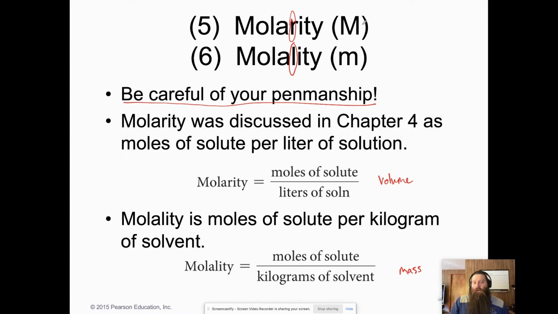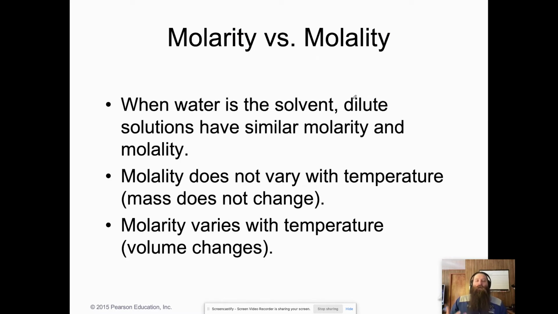The symbol for molarity is capital M. We use lowercase m for molality. Well, why do we need a mass versus volume description for concentration? Well, if water is your solvent, and water is the universal solvent, so it's highly likely that that will be the case, a diluted solution is going to be similar with molarity and molality at the same temperature.